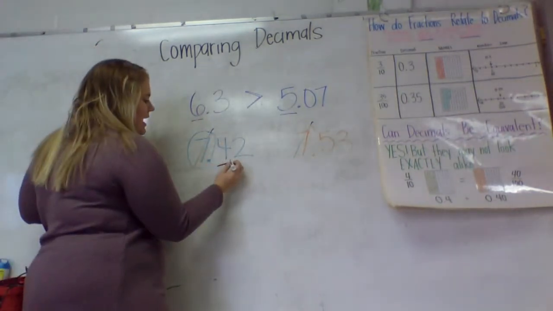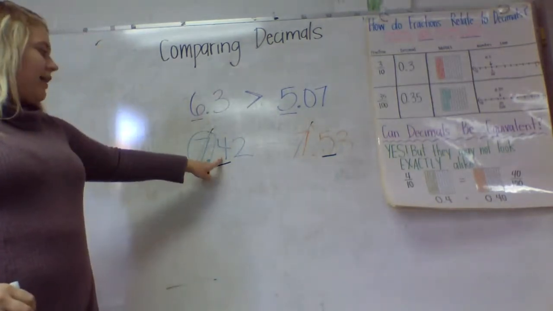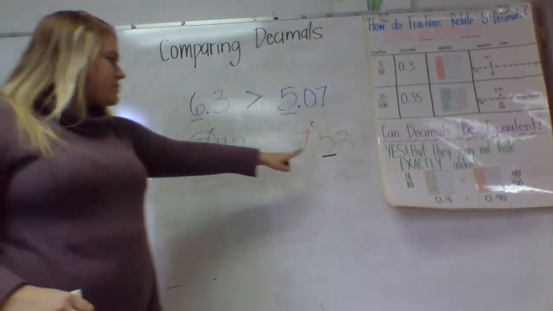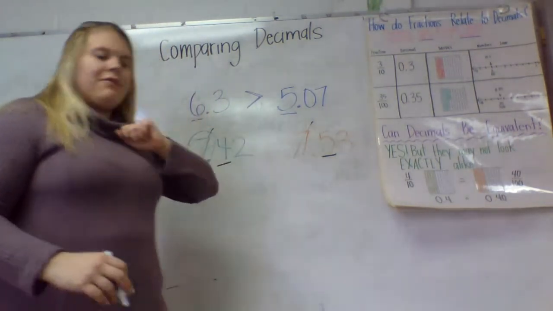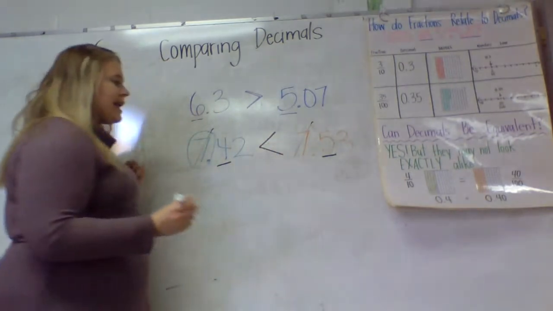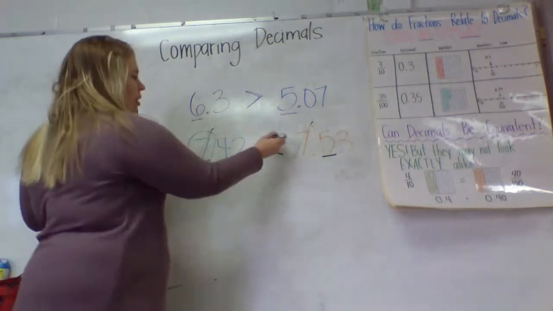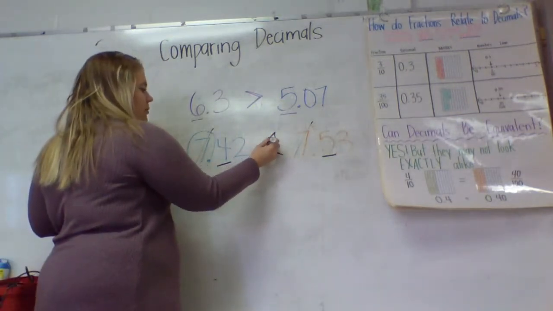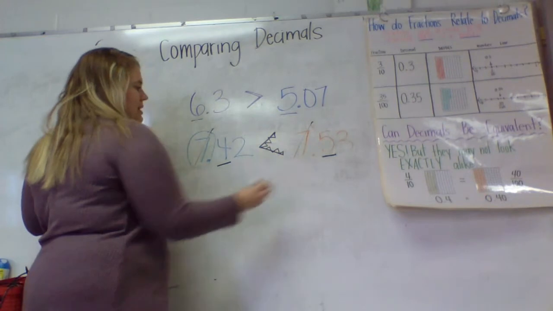So then I go to my next largest place value, my tenths. I have 4/10 here, and I have 5/10 here. What's bigger, 4 or 5? I know that my 5 is. So I know my alligator is going to point this direction. You've probably heard about the alligators when you've compared numbers before in previous grades. He wants to eat this number because it's the bigger number.